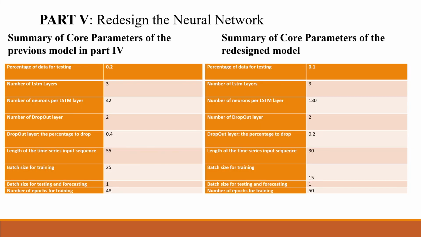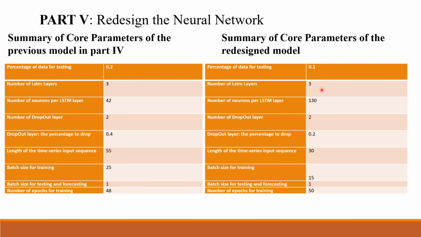So this is just a comparison of the core parameters that are used in the previous model in part 4 and the redesigned model. Because we want to check what the differences are, like what might have influenced the differences in the results of the performance. So the first model, the percentage for data testing was 0.2. The next one I used 0.1.